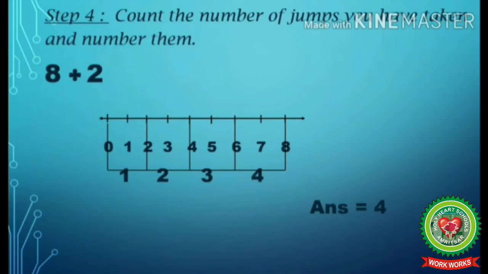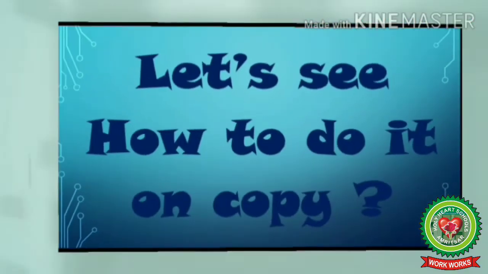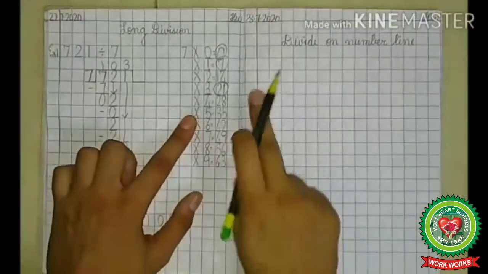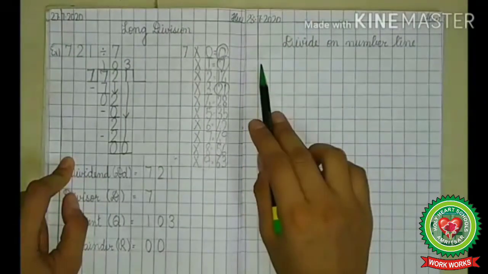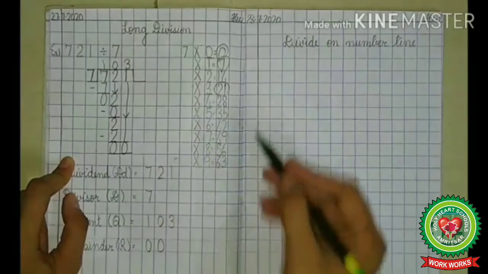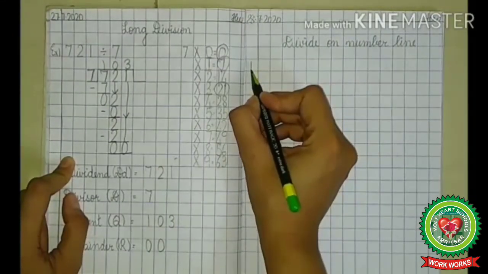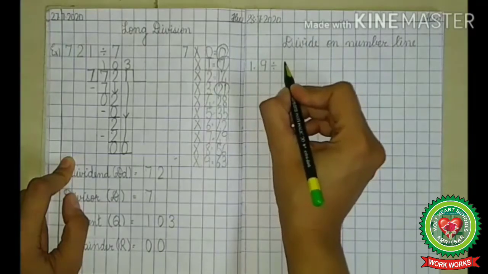Children, I hope till here you are clear with the topic divide on number line. Now we will see how to do these sums in the copy. Okay children, now take a new page in your copy. Write down the date, homework, draw margins, and we are going to do divide on number line. Now let us suppose our first sum is 9 divided by 3.